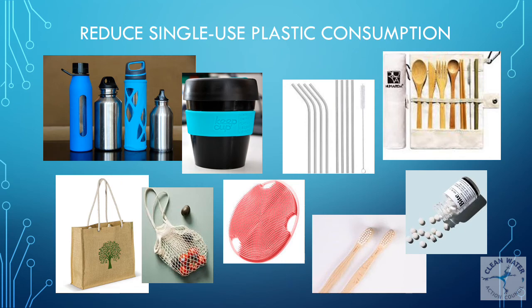But of course, our biggest thing to reducing plastics in the environment is to simply reduce our single-use plastic consumption. So some ways to do that are carrying a reusable water bottle and coffee cups to avoid the disposable waste. You could use paper or metal straws when possible, or just avoid straws altogether. You could bring fabric or mesh bags to the grocery store to avoid plastic ones. Bring bamboo or metal utensils rather than using plastic cutlery.